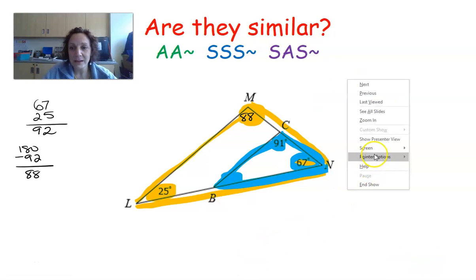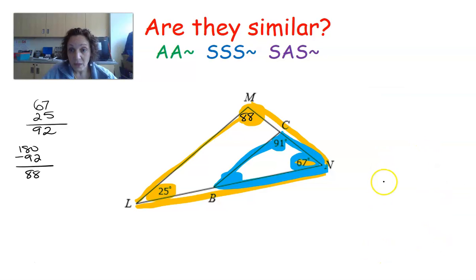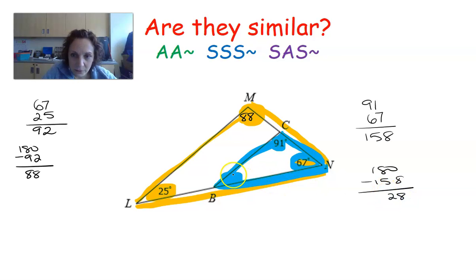I'm saying I don't know that we need to because the fact is I have the 67 shared. The 88 and the 91 are partners, and they're not equal. So I'm already dead in the water, but let's do it anyway just for fun. Okay, if this triangle has a 91 and a 67, that's 158. So 180 minus 158 is 28. So this guy, no, I'm sorry, goodness gracious, I can't add to save my life. 22. So this is 22.